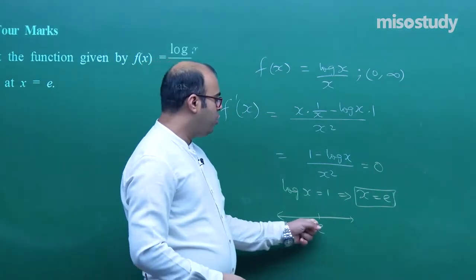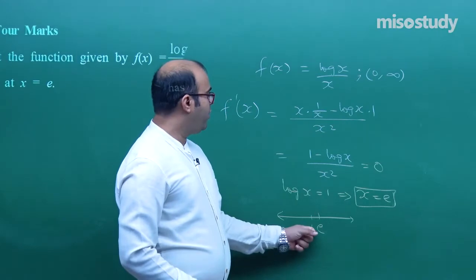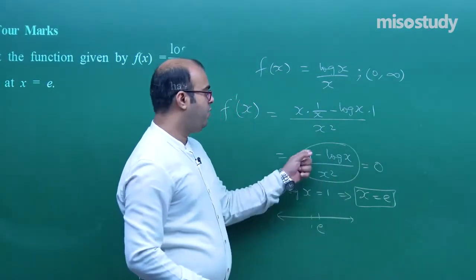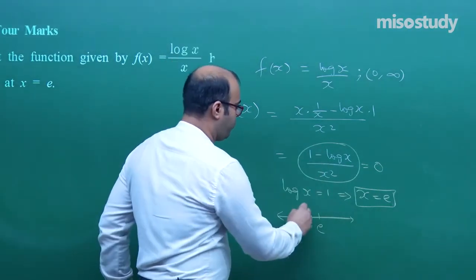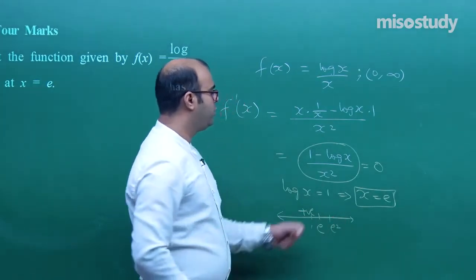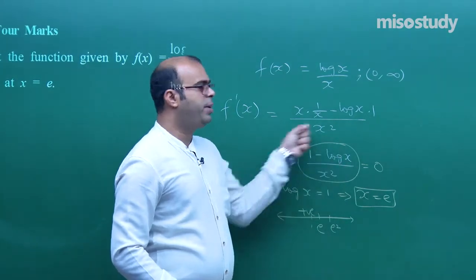If we take any value left of e, suppose we take 1, a closer value. So when we put 1 here, log of 1 will be 0 and 1 minus 0 is 1. So this term will become positive. And we take a value right of e, suppose e square, log of e square is 2, 1 minus 2 is minus 1. So this term will be negative.